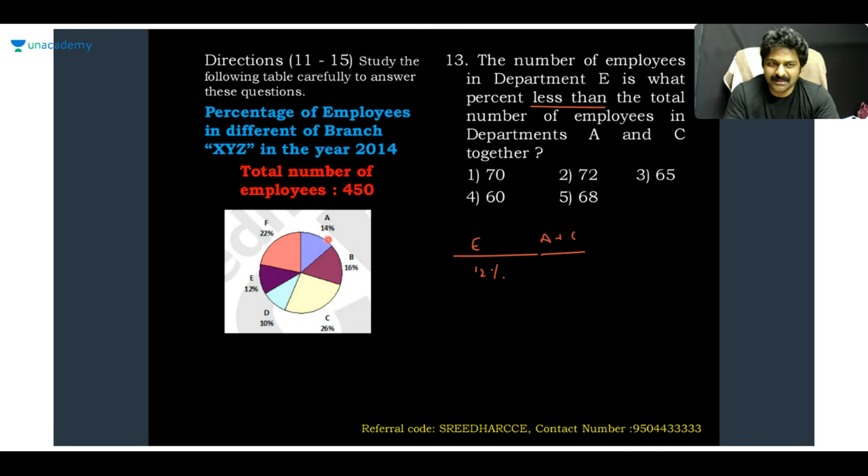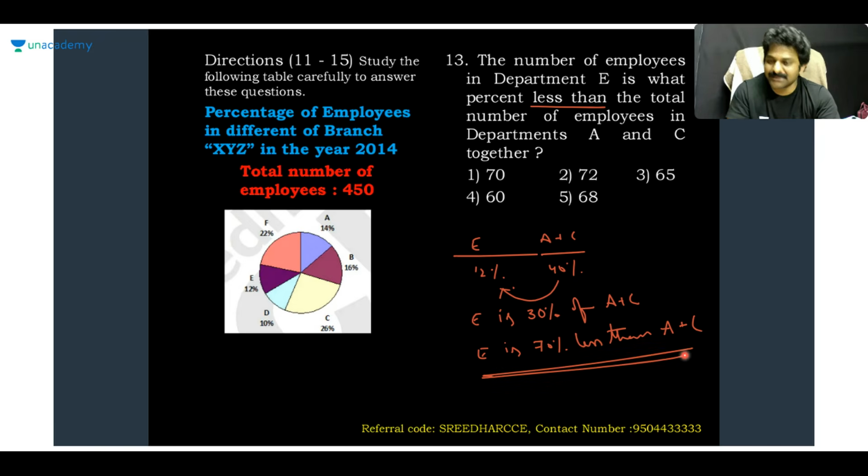A and C both are 40%. Now 12 is 30% of 40%. 10% of 40 is 4. 30% is 10% into 3. 4 into 3, 12. If E is 30% of A and C, then E is 70% less than A and C. Your question is about how much percentage less. Hence answer is first option.